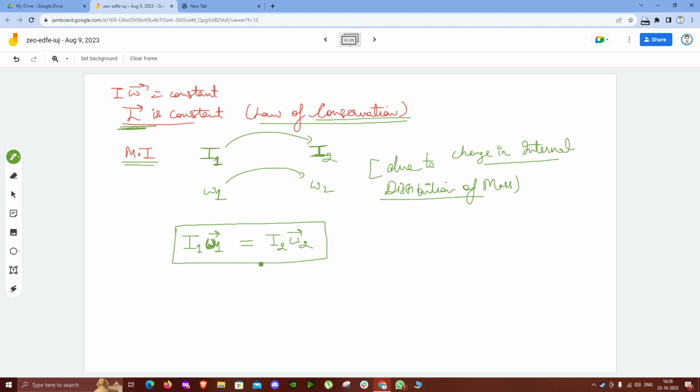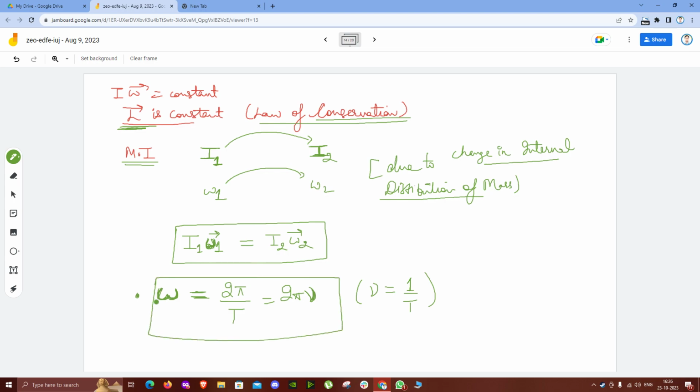Now, one more thing I would like to add before practicing a question based on this conservation of angular momentum. Omega is actually equal to, how do we relate it with time? It will be equal to 2 pi by T. This is the relation, and we know that frequency is equal to 1 over time, per second. So we can also write it as 2 pi mu. Mu is for the frequency, not the velocity. So omega is 2 pi mu. This is one of the relations that you will use so many times.